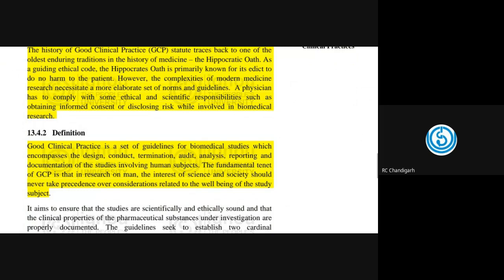So, whenever you are doing any study on a human subject, any clinical trial or any vaccine trial, good clinical practices should be maintained, such as the risk-benefit ratio being balanced. If there are more risks and less benefits, then the procedure should be stopped. But if there are more benefits and few risks, it can be done with proper maintenance of standard operating procedures.